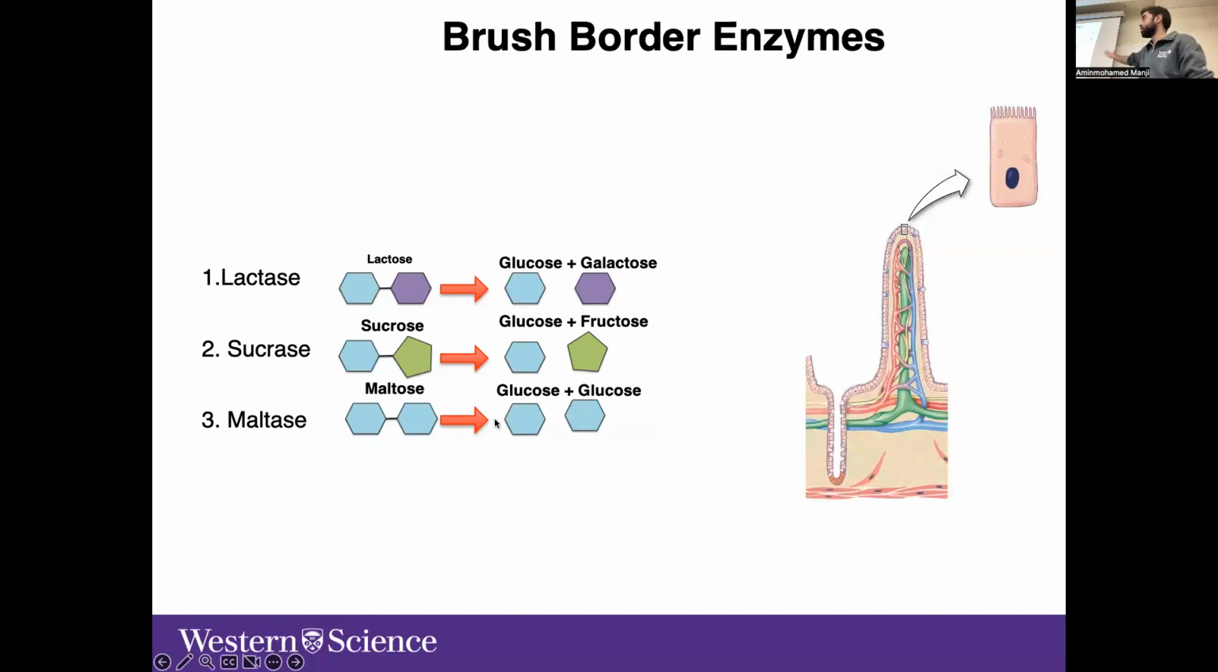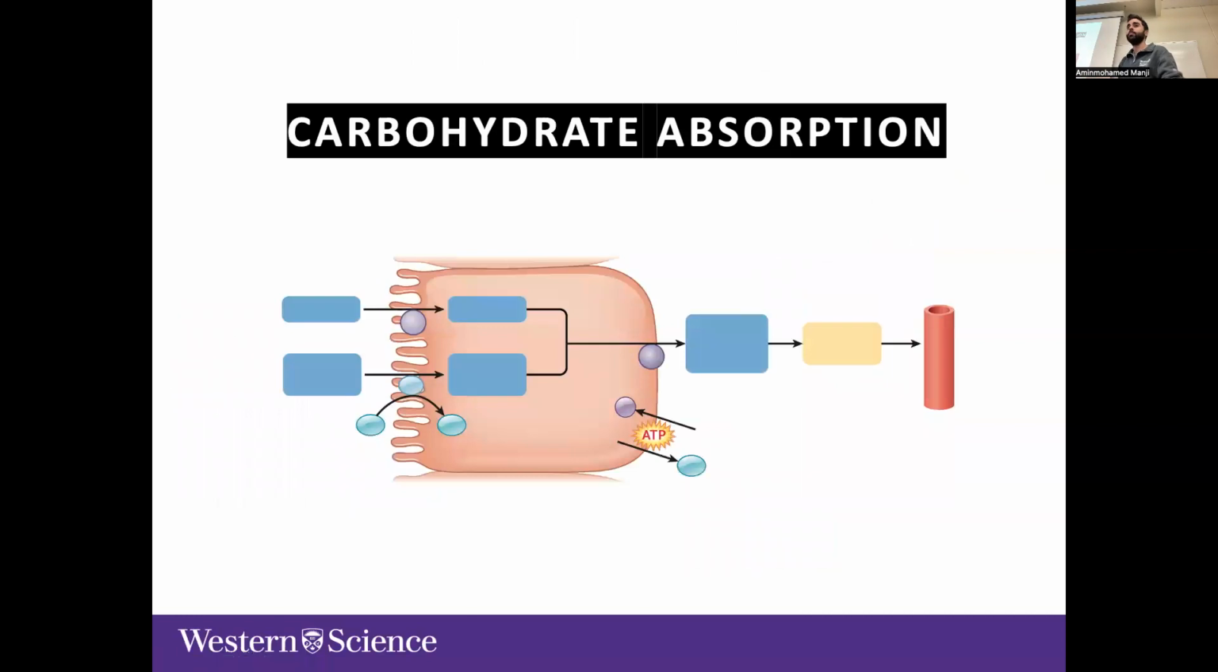These are finally going to break down the disaccharides, lactose, sucrose, and maltose. And then look at that. We have a bunch of monosaccharides now. We're good, right? We can absorb these, and that's exactly what's going to happen. Glucose and galactose can simply move into the cell with a sodium symporter.